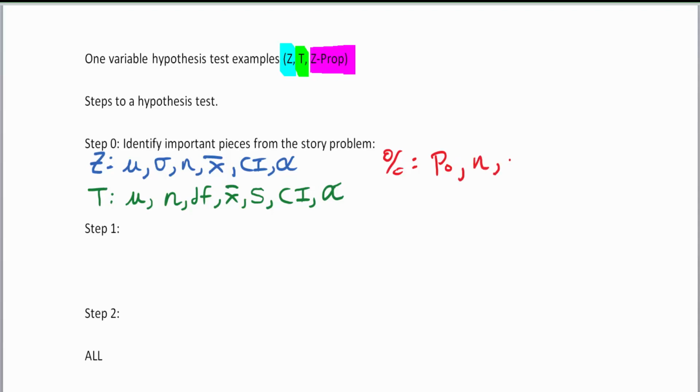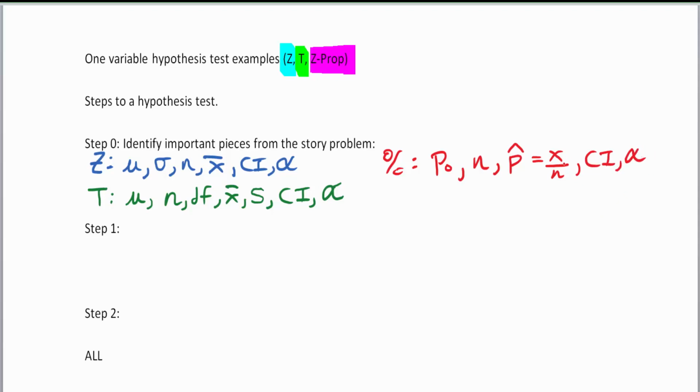You're going to have a sample size. You're going to have a p-hat, and the p-hat may be given and may not be given, but the p-hat is basically your x divided by your n. A lot of times you don't need p-hat because they're just going to tell you how many people succeeded out of a total number here. So just having one or the other is going to be sufficient. And of course, confidence interval and alpha.